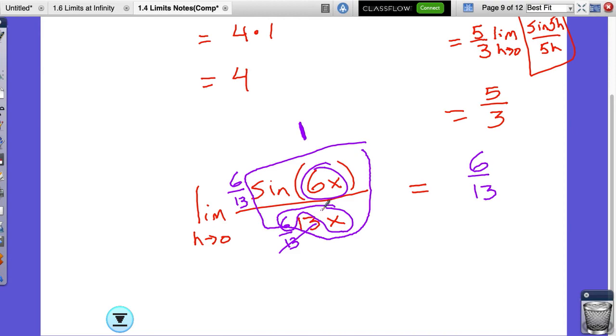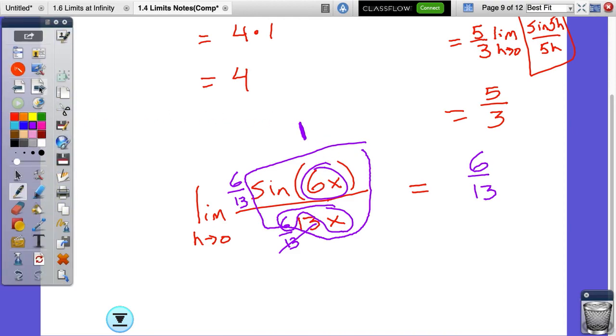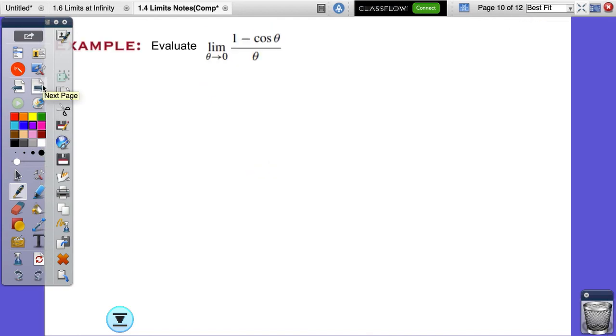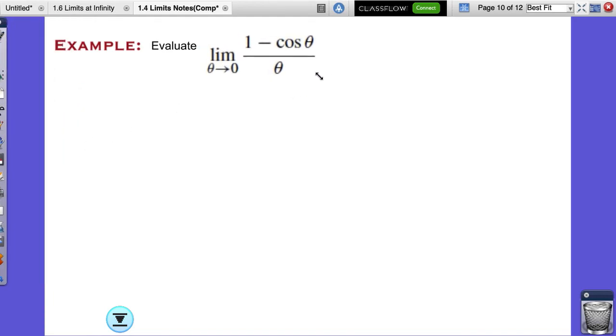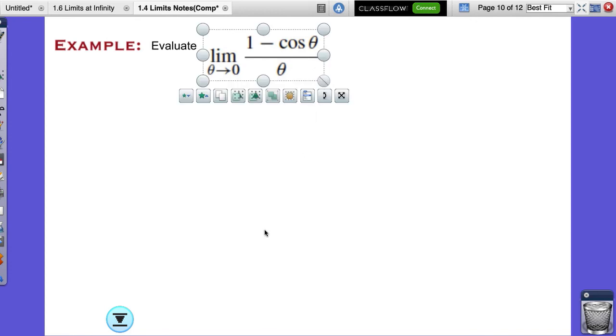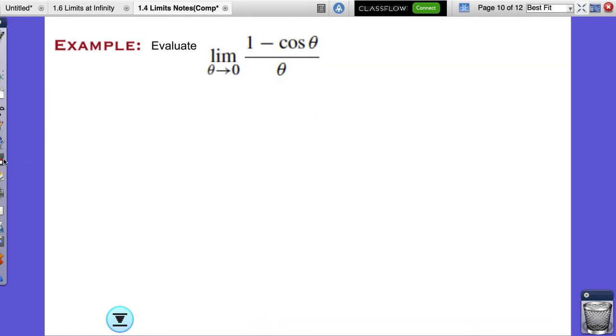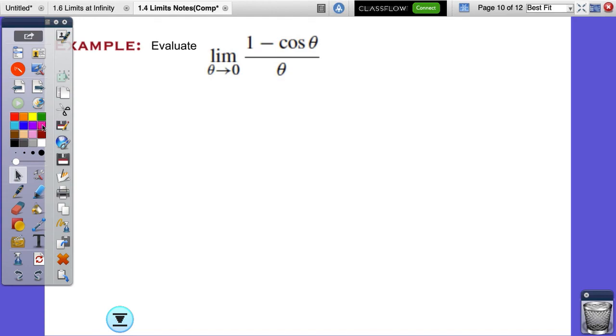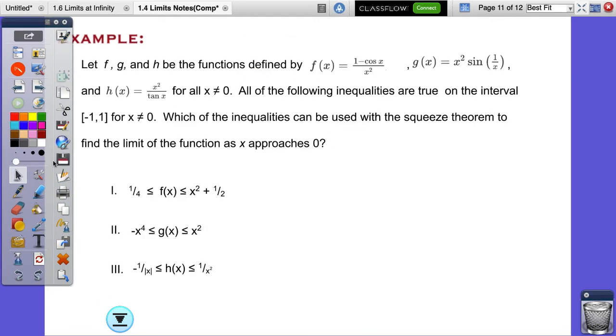Is that the same thing for cosine or anything else? Yeah. Let's look at this one. All right, so if I wanted to find this limit, this is actually going to use some trig. All right, we might catch that one tomorrow.